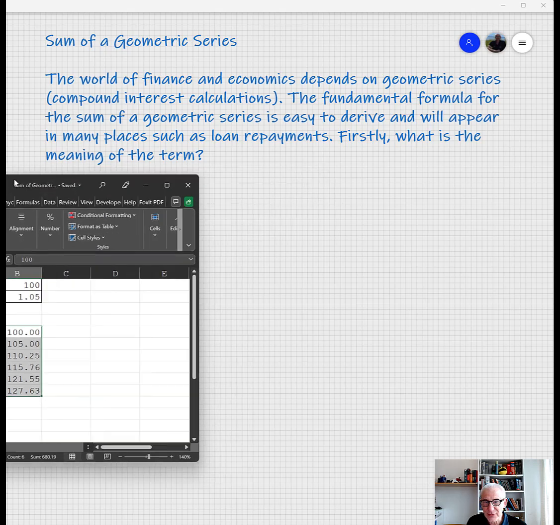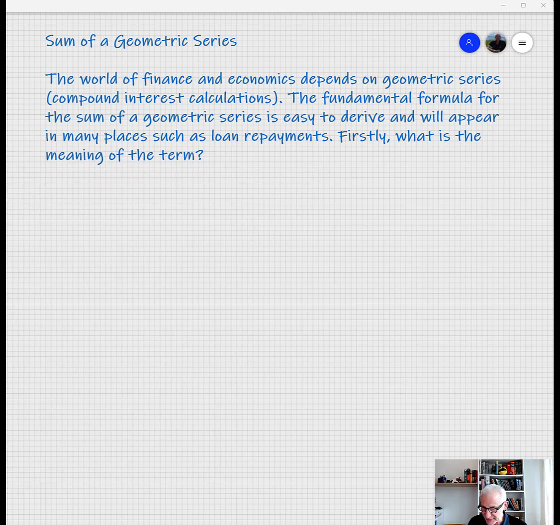So let me just move that out of the way so I've got a bit of space to write on. The sum of a geometric series, let's just call it a great big S. What is it equal to? Well, we've seen it in that Excel sheet. We saw we had some starting value, A, which in our case was 100.